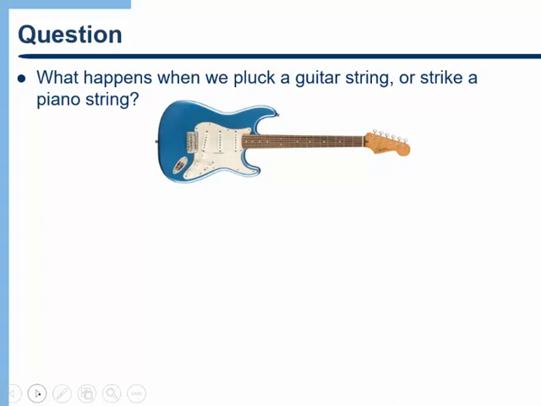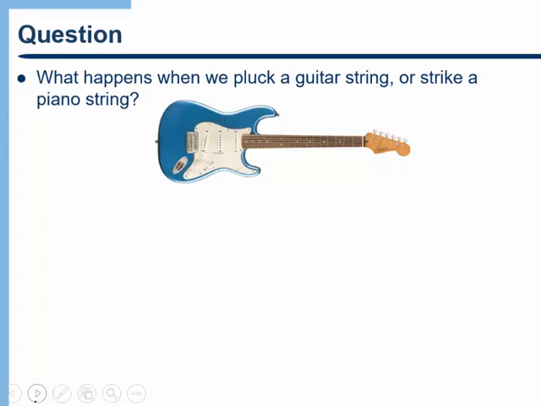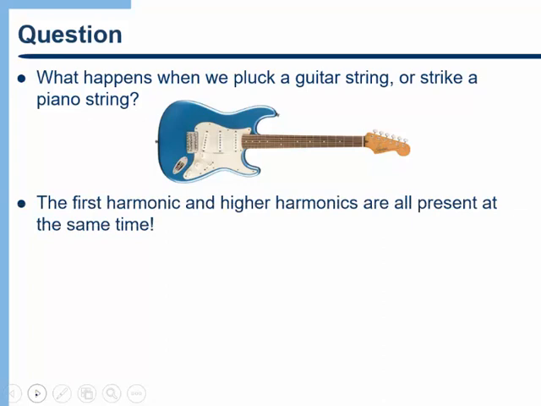So here's the question. If I go ahead and pluck a guitar string or strike a piano string, which of those frequencies is the string vibrating with? Because we've said if I've got a string with a particular length, it could vibrate at any of these possible frequencies. So what's it doing? Well, it turns out it's vibrating with all of the frequencies simultaneously.